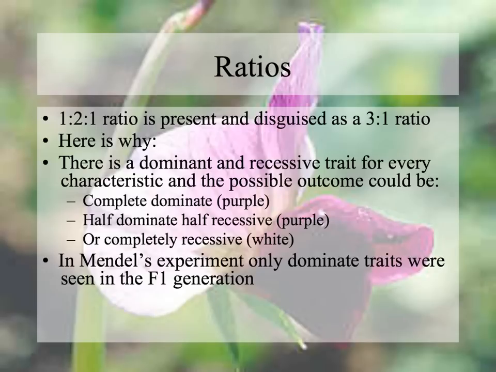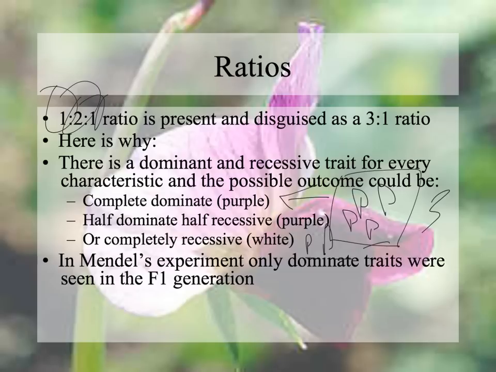It's a 3-to-1 ratio, but it's really disguised as a 1-to-2-to-1 ratio. The reason is you have one of the 3 that is a purple, completely dominant, what we call big P, big P. You have two that are heterozygote for the condition, big P, little p, and then you have one that's completely recessive, right there. And so it's only the dominant traits we're seeing from the P1 generation reappearing. There's your 3 purple, 1 white. Remember, the phenotypic and genotypic ratios can be the same, but they do not necessarily have to.